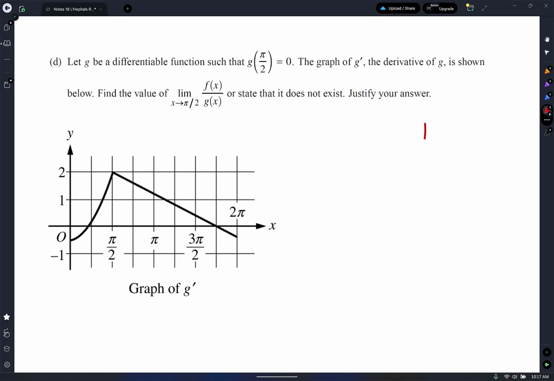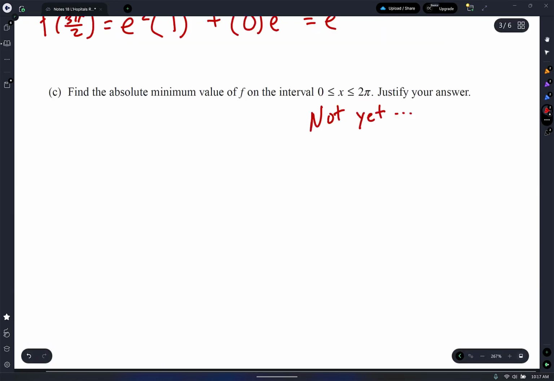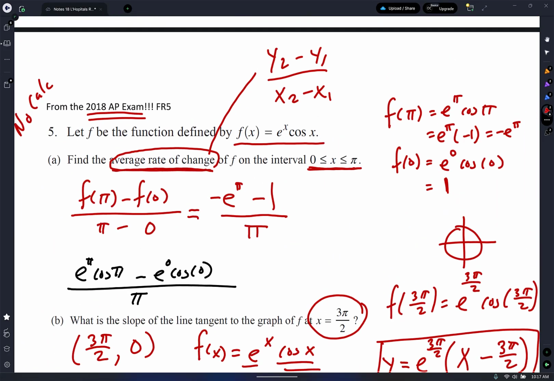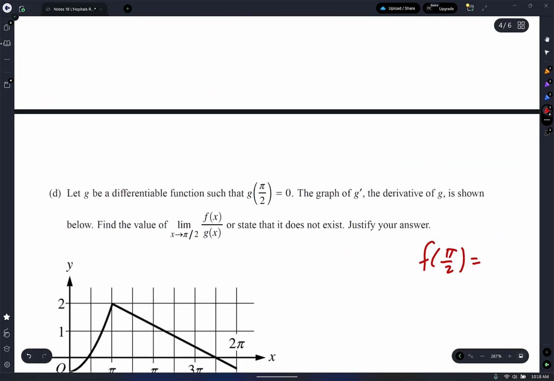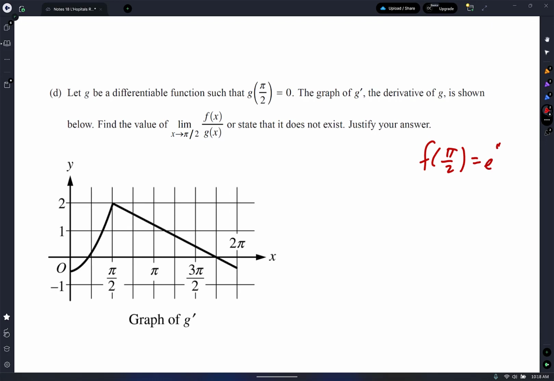f of pi over 2. So on the side, I'm going to write f of pi over 2. And did we already do f of pi over 2 in the previous, or no? No. Okay. e to the pi over 2 cosine pi over 2. Cosine of pi over 2 is 0, so anything times 0 is 0. And then g of pi over 2, they told you that is 0. See right here?